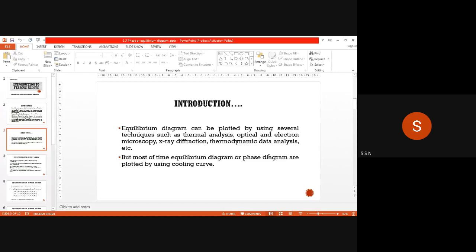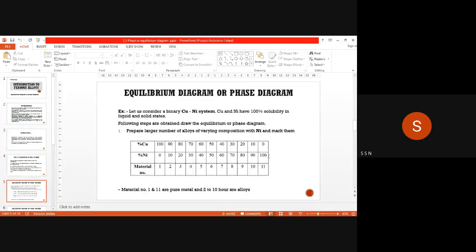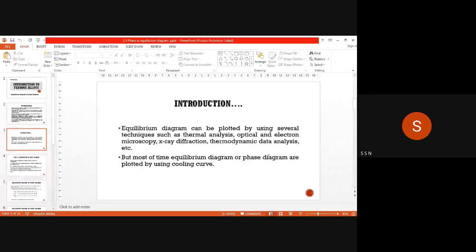So we will consider a simple case of the copper and nickel system, a binary copper and nickel system, and we will try to plot the phase diagram. But before that, just to understand, to plot the equilibrium diagram, we have different techniques such as thermal analysis, optical analysis, electron microscopy, X-ray diffraction, and thermodynamic data analysis. All these techniques are available for plotting the phase diagram directly.